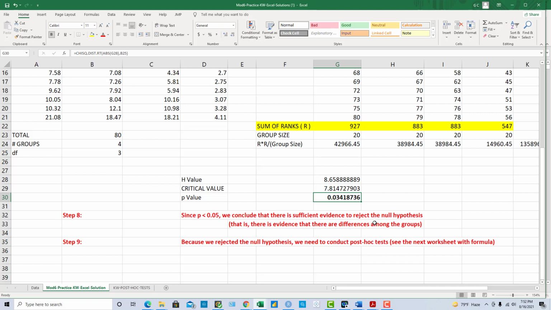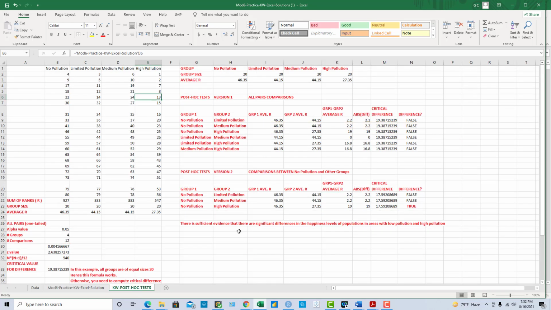But just like ANOVA, Kruskal Wallis will not tell you which of these groups have statistically significant differences. So what we have to do is to conduct, once again, post hoc tests. The post hoc tests that we see are in the next worksheet. So let me go to the next worksheet. And the post hoc tests are also very much based on the formulas that we have here in these cells.